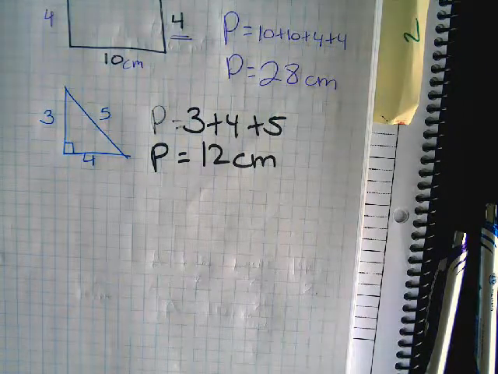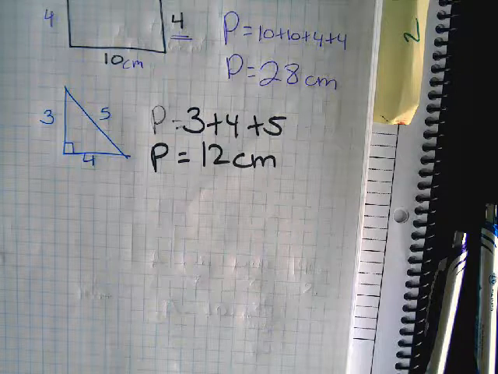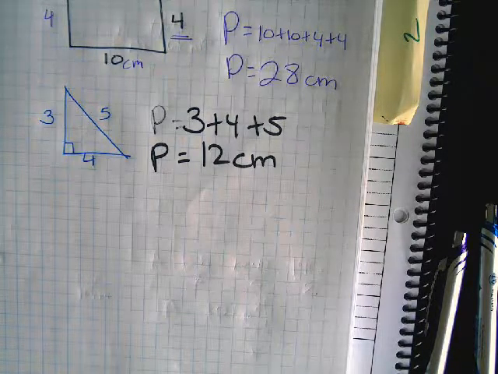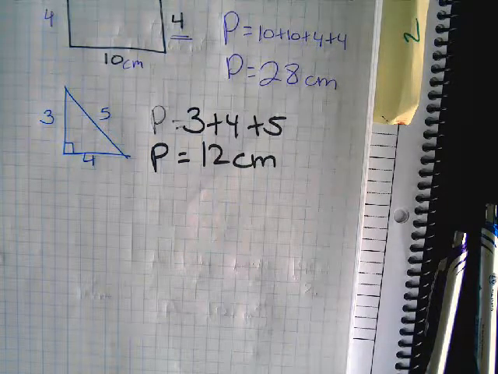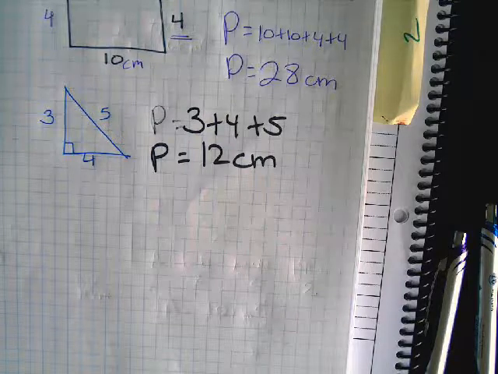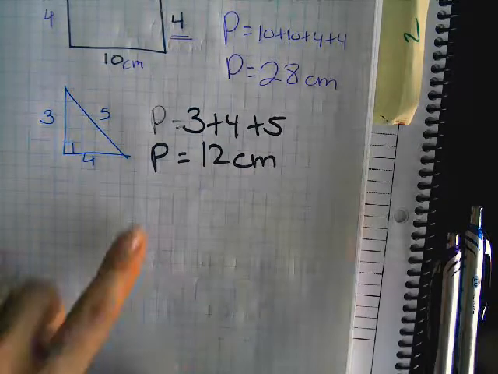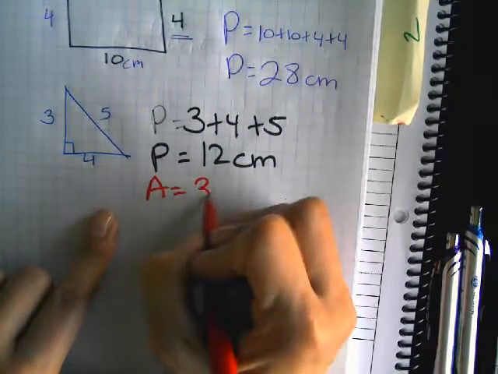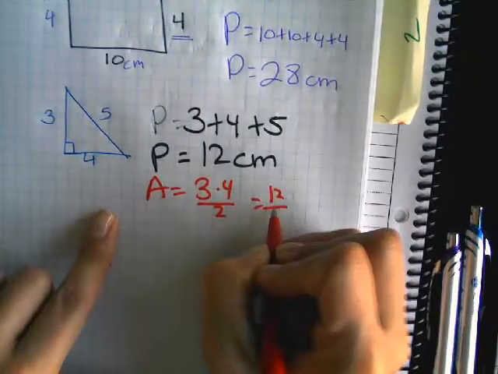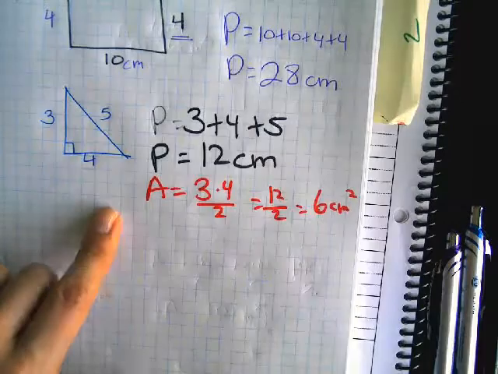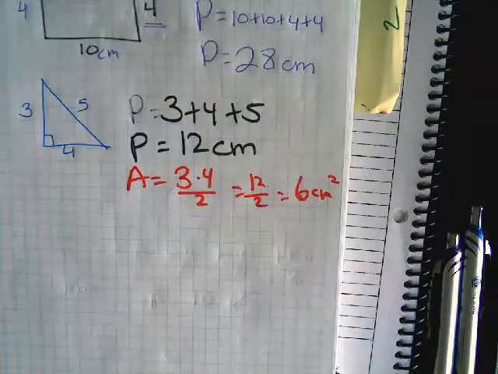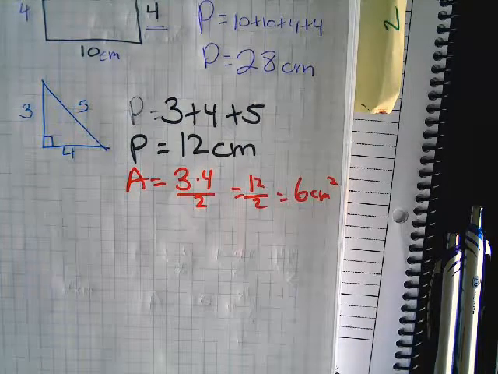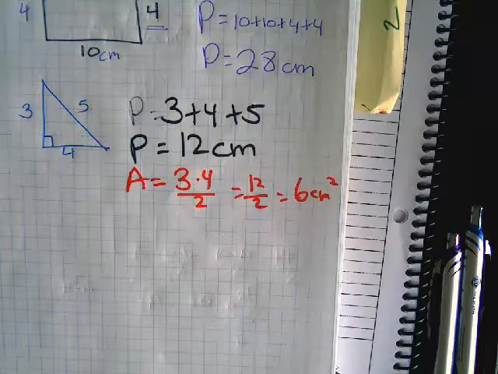No. What would the area be of this triangle? 6. Okay, good job. Right? Because divided by 2. 3 times 4 divided by 2, 6 centimeters squared. Do I need the 5 for the area? No. So sometimes they give you too much information, but you needed the 5 to find the perimeter. All right.